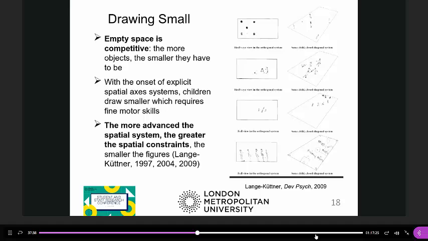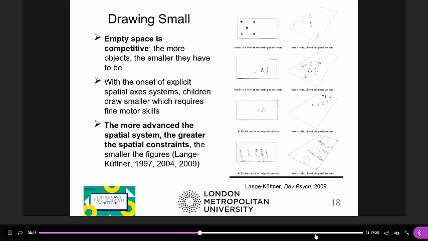But with the onset of the spatial access system, and this here would be stage 3 because you've got a spatial field, the more the children now see that this is an area. So the more advanced the spatial system, the greater are the spatial constraints for the figures and the smaller are the figures. So here are some examples from a study where you can see that some of these children adapt, so they draw very, very small.